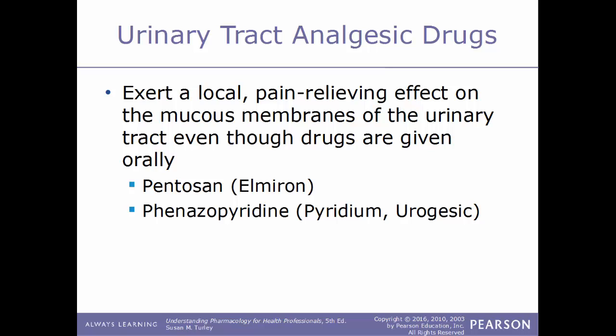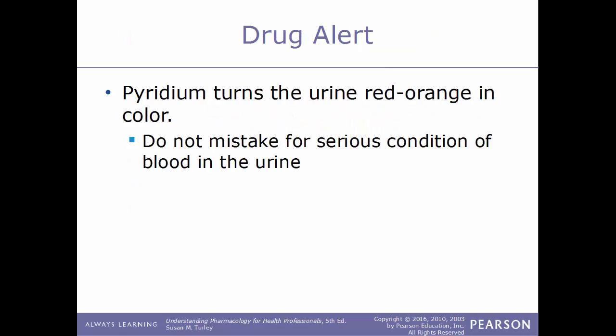They exert a local pain-relieving effect only on the mucous membranes of the urinary tract. Some examples of these types of drugs would include pentosan, which is sold under the name Elmiron, and also phenazopyridine, which is sold under the name Pyridium or Urogesic. Now, a note about the drug Pyridium.